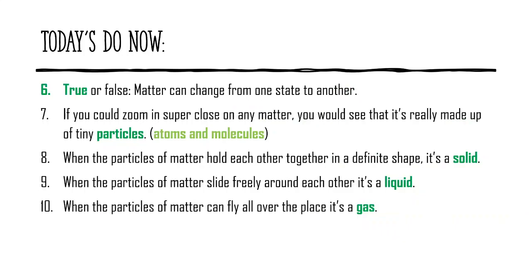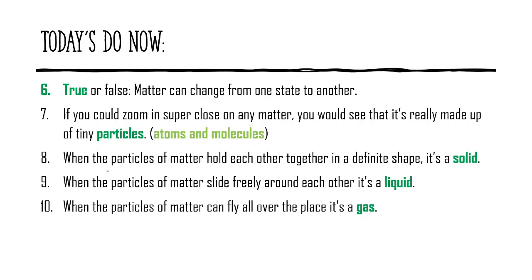And 6 through 10 kind of expand on these ideas. True or false? Matter can change from one state to another. Well, that is true, because if water is a liquid and ice cubes are a solid, well, you can freeze water into ice cubes and you can melt ice cubes back into water. Number 7, if you could zoom in super close on any matter, you would see that it's really made up of tiny particles. That's that word that we were using for the first part of this unit. If you said atoms and molecules, then you should give yourself an extra big star, because that is the even more advanced and more correct answer, but particles works too for this one.